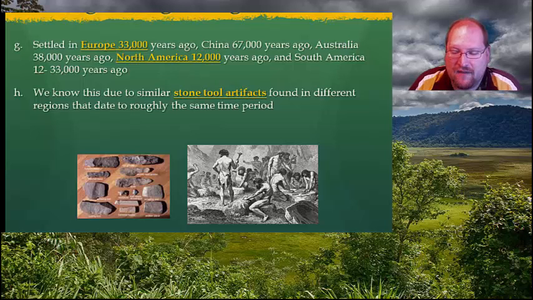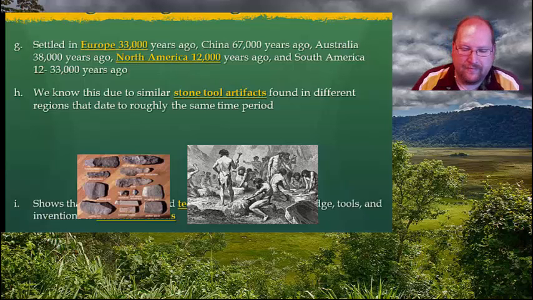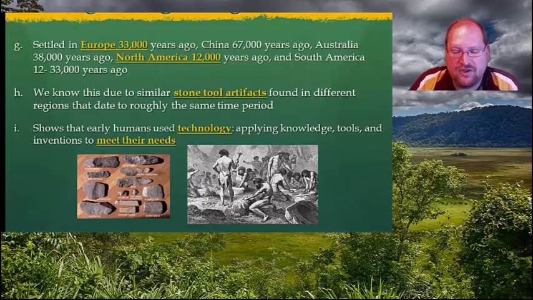Geologists have found the age of rocks, and based upon the age of rocks, they can deduce when they were used as tools. Finding of these tools shows that early humans used technology to meet their needs. Keep in mind, technology simply means the applying of knowledge and tools and inventions to meet their needs.